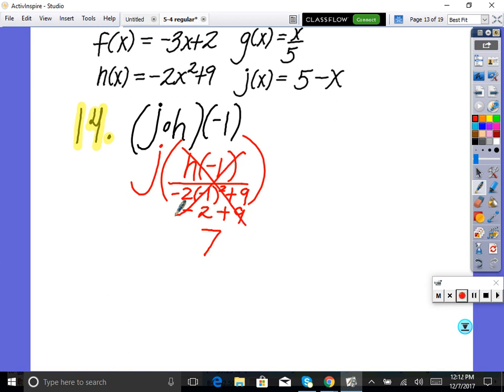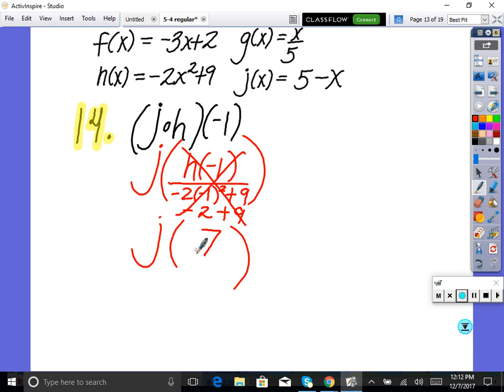So we're really doing J of 7. We calculated negative 2, all that stuff, is 7. No, you can type it in your calculator. We plug negative 1 into H: negative 2 times negative 1 squared plus 9.